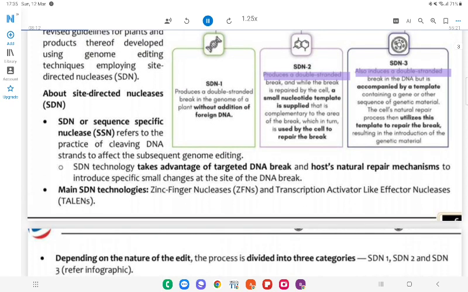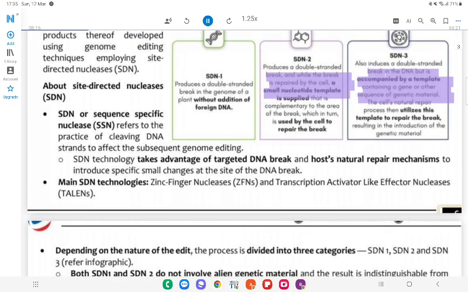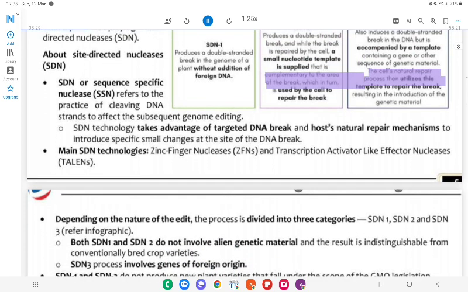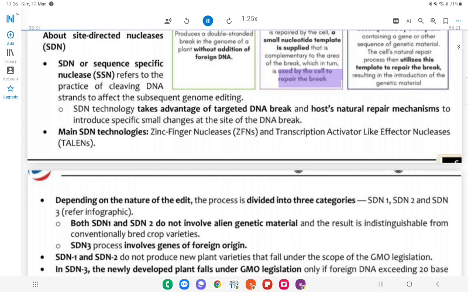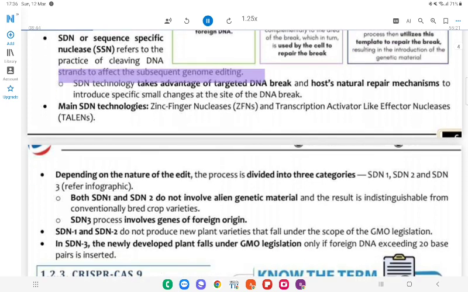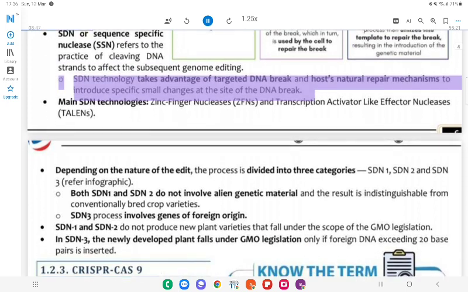SDN2 also produces a double-stranded break in the DNA, but while the break is repaired by the cell, a template containing a small nucleotide sequence of genetic material is supplied that is complementary to the area of the break. The cell's natural repair mechanism utilizes this template to repair the break, resulting in the introduction of the genetic material to affect the subsequent genome editing.